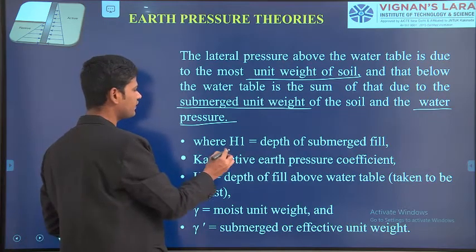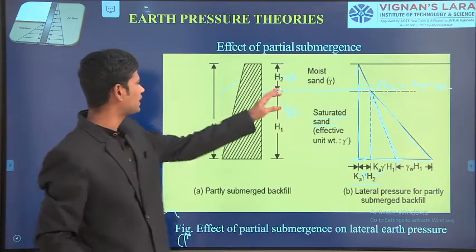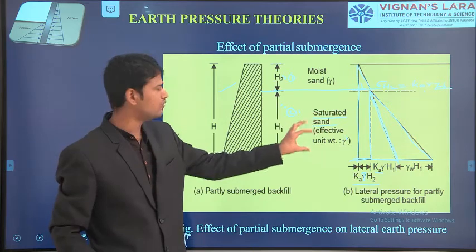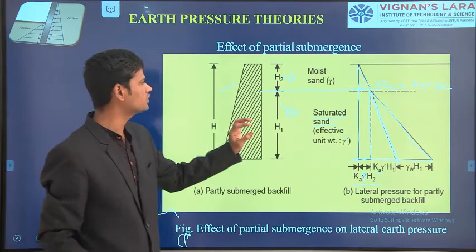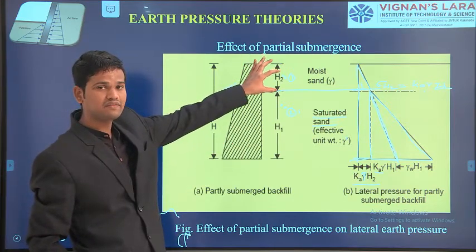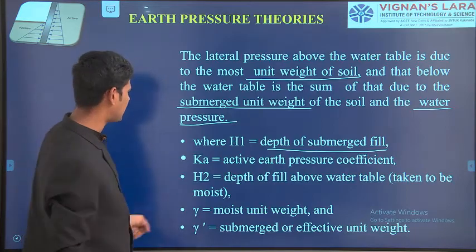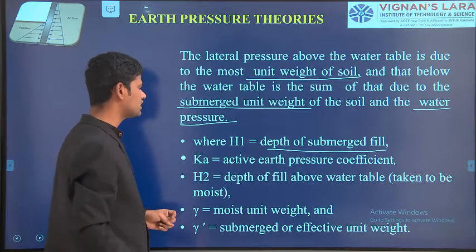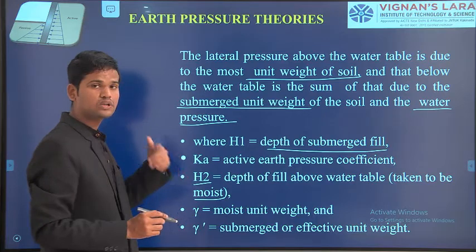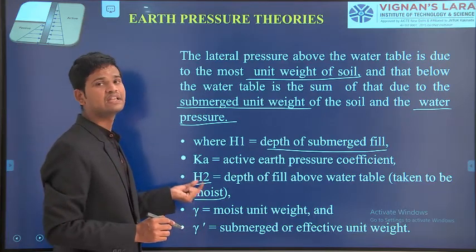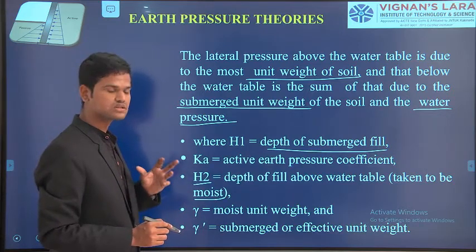And again, if you see here, H1 is the depth of the submerged fill. In this diagram, the soil available here is in submerged condition. That means it is filled with water, and the top layer has a coefficient of earth pressure as well as moist sand. That is the parameter. And H2 is the depth of the fill above the water table, taken to be moist. That means above the water table, the soil available here, that H2, we take as the depth of the fill above the water table, consisting of moist soil.